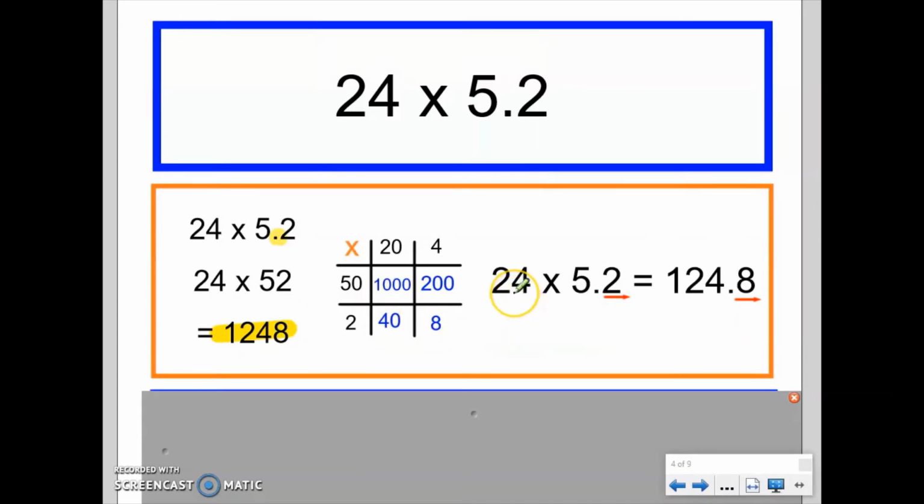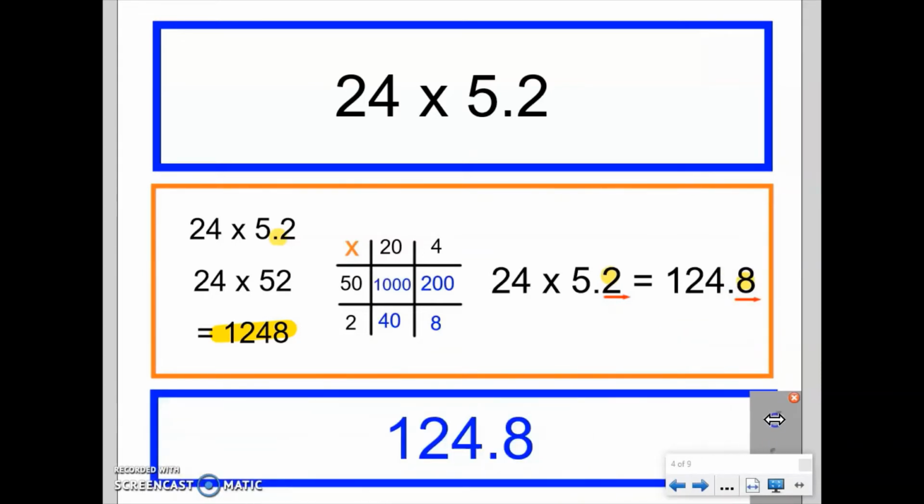Then if I go ahead and look at my original question, 24 times 5.2, you can see there's 1 digit after the decimal point, which is why I've put my decimal point here to ensure I've got 1 number after my decimal point in my answer. So my final answer looks like this.